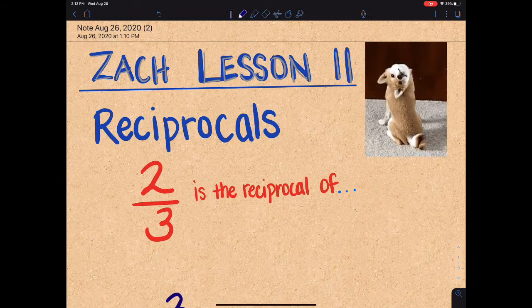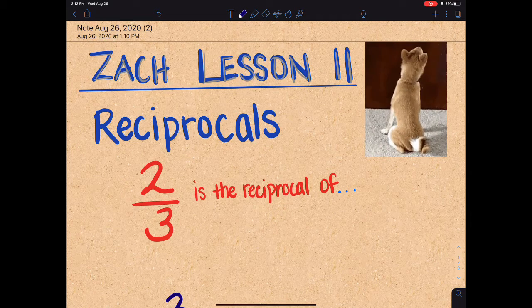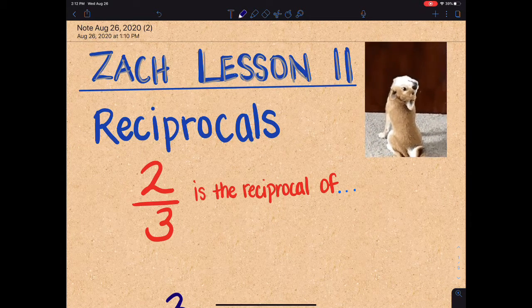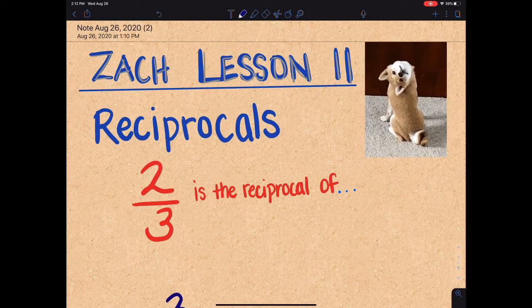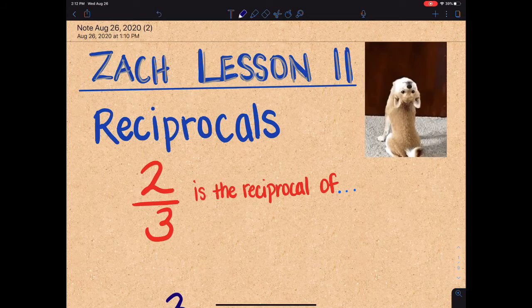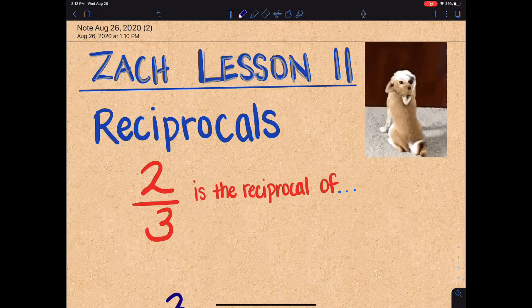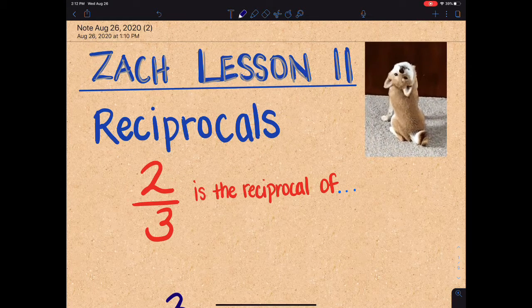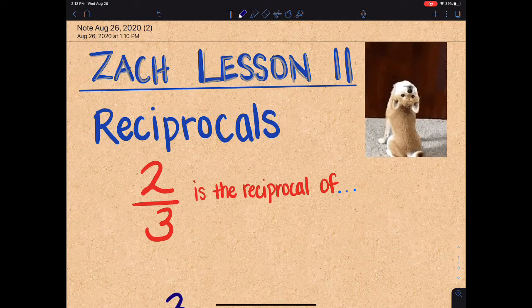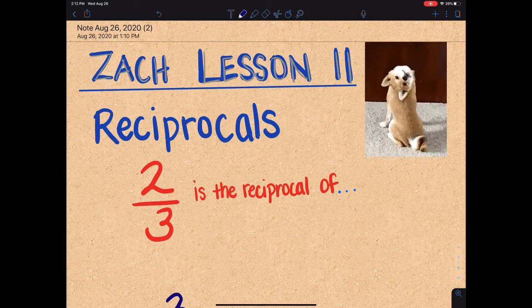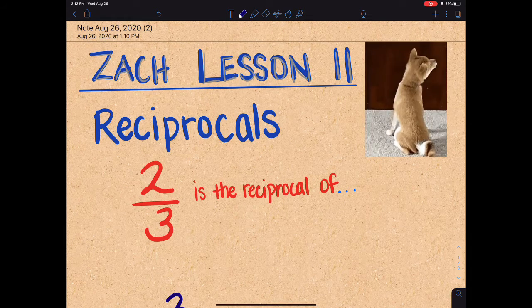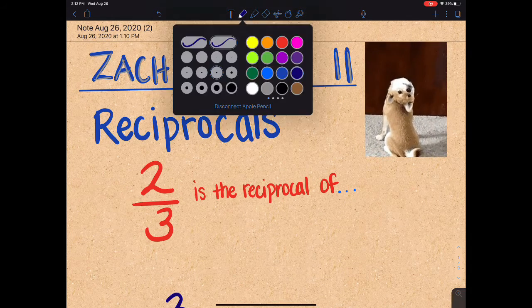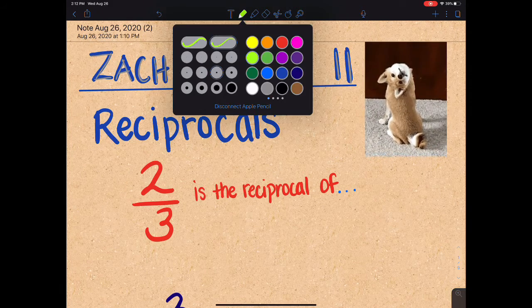And a reciprocal is basically, I'll explain it in the form of fractions first. So if you take a fraction and you flip it upside down, then that fraction is the reciprocal of the other fraction. Okay, so it's basically an inverted form of another fraction is a different way to say that. So let's go over some of these examples, and I think you'll get it.